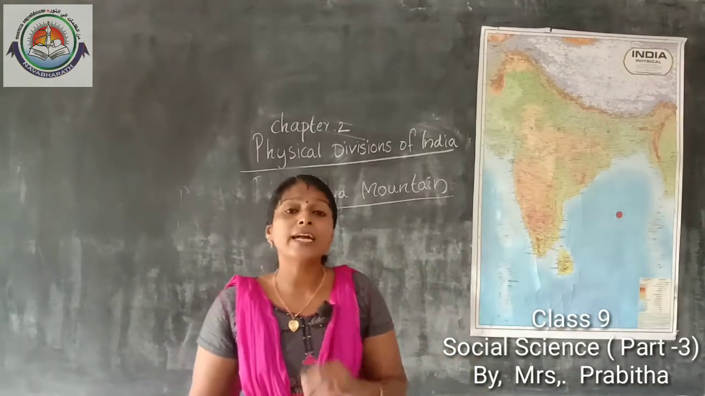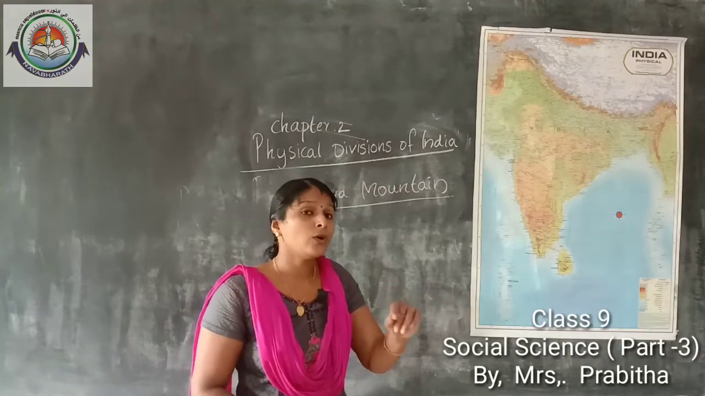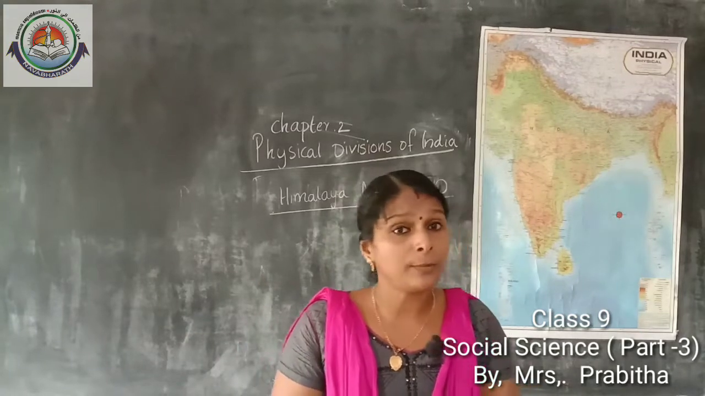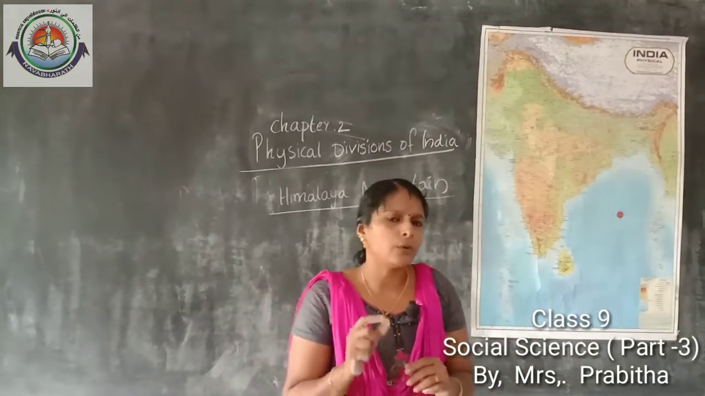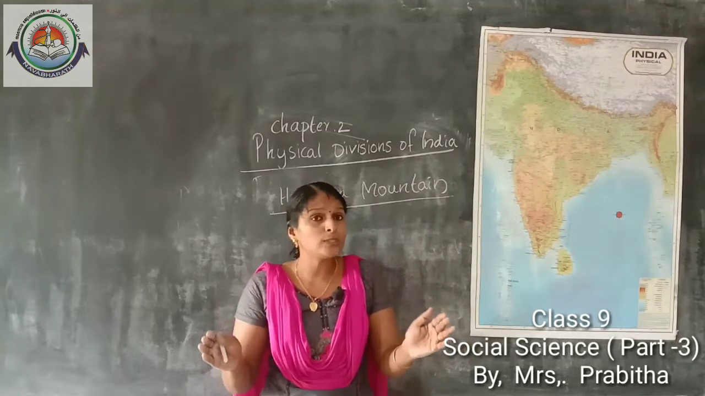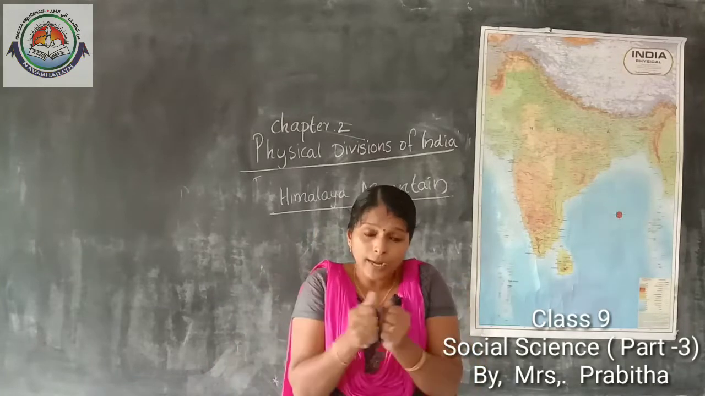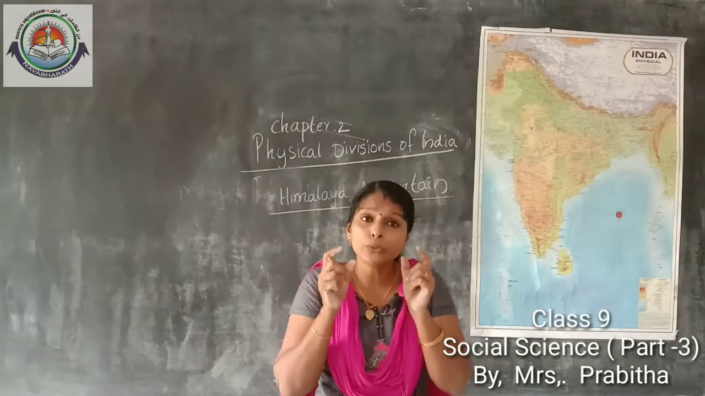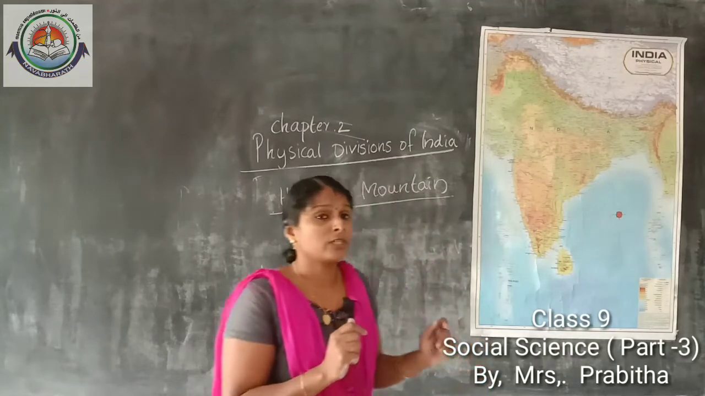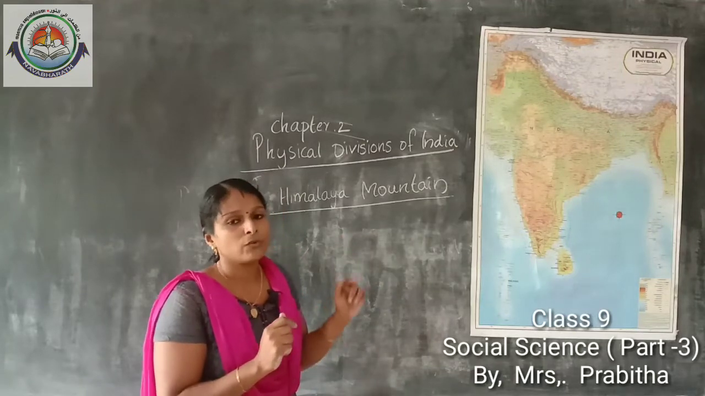Himalaya is the youngest fold mountain in the world. I already taught you what is the theory of tectonic plates. In that theory I told about convergent margin. Convergent margin means when two tectonic plates are coming towards each other, they sometimes collide or compress. Due to this compression, folds may occur. That is the reason for the formation of fold mountains. So Himalaya is the youngest fold mountain.